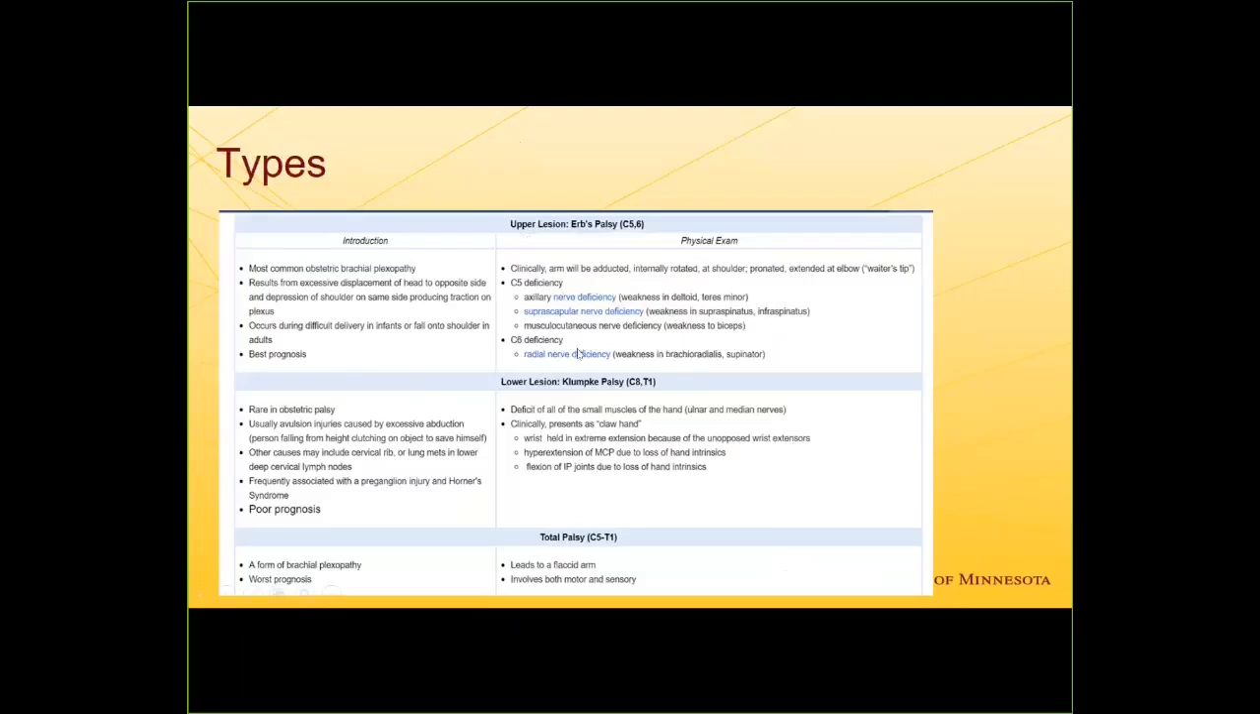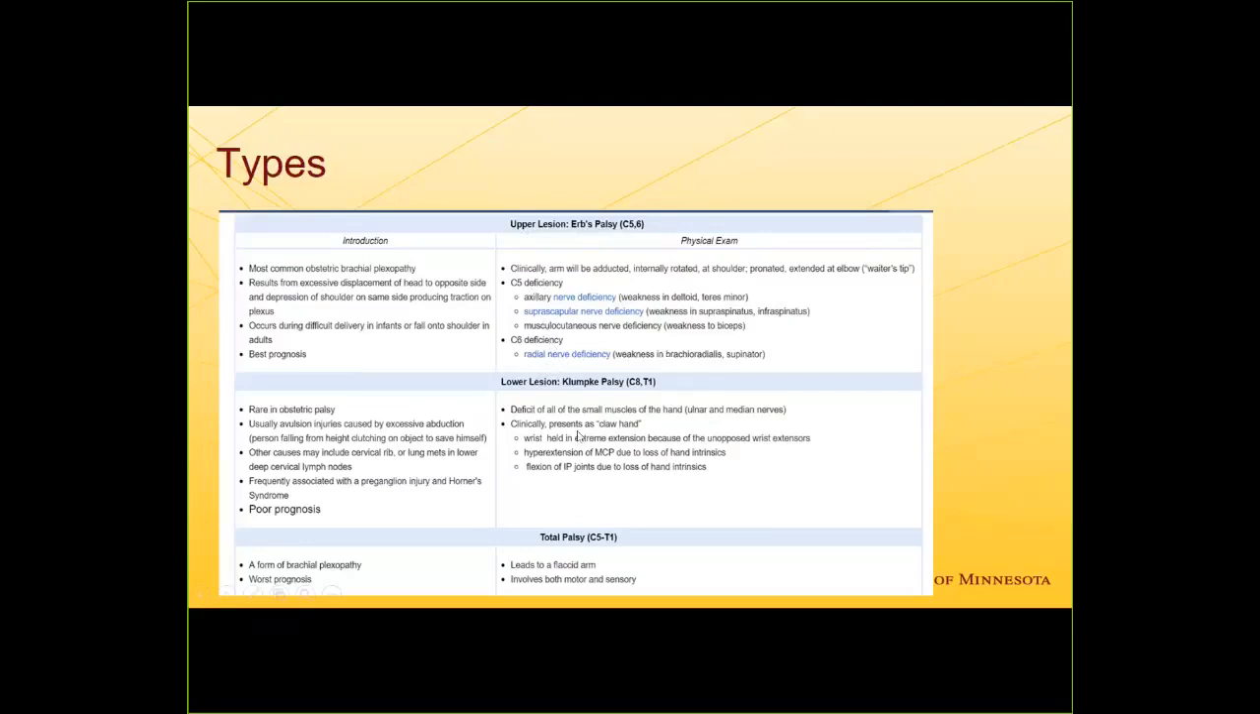I'm not going to read through this in detail, but you can see here this is how it would manifest. The radial nerve, it said C5 and C6, so you'd have radial nerve problems, you'd have axillary nerve problems, you'd have suprascapular nerve problems, meaning that your rotator cuff would be weak.